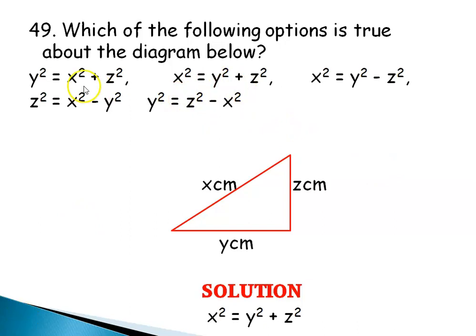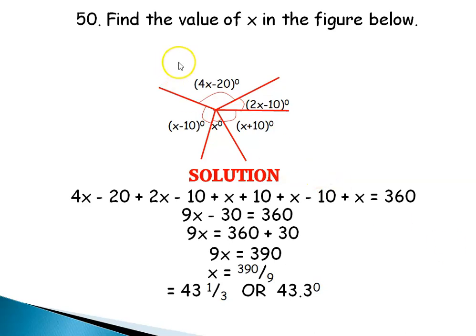I also noticed that this is also correct, because if I make z squared the subject of the formula here, that means this y squared comes here and it becomes x squared minus y squared. So z squared is equal to x squared minus y squared is also correct. This is correct. This is correct. Is that taken? Good.